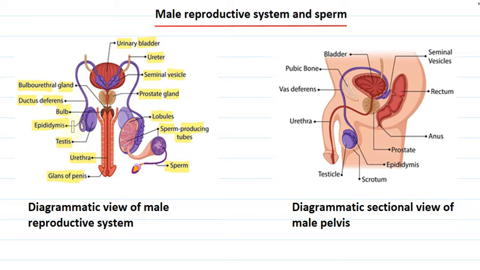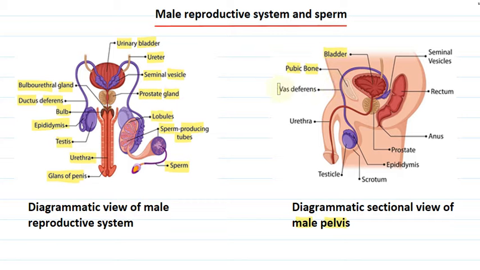Okay. So this was about the diagrammatic view of the male reproductive system. Let's see the sectional view of the male pelvis. It will also include similar organs or similar parts. So the bladder, as we already discussed, is the urinary bladder, which is the temporary storage organ or reservoir for urine. Then this is the pubic bone. We have studied about the pubic bone in the skeletal system as well.